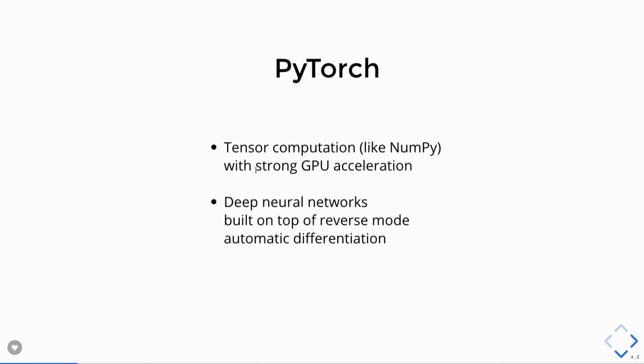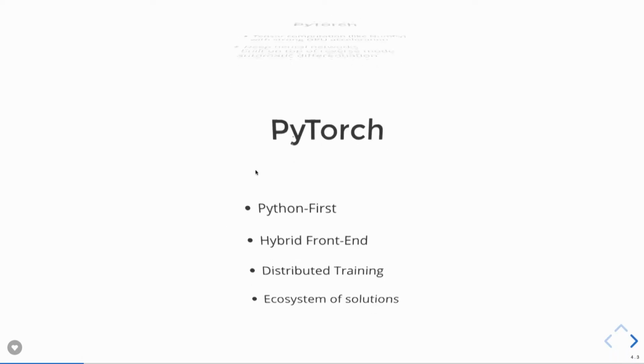The other part of PyTorch, which again we would not be diving into, is that it can be used to make deep neural networks using automatic differentiation. Again, we would not be going into this part.